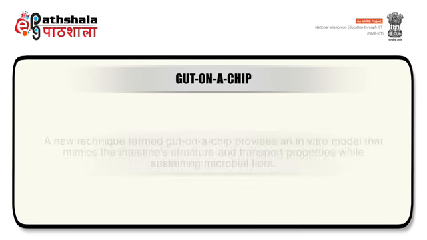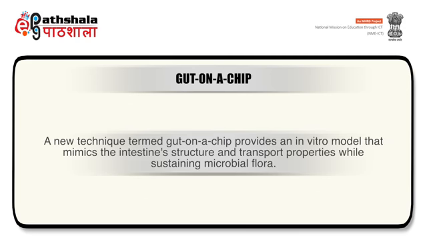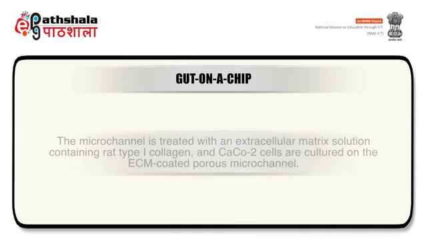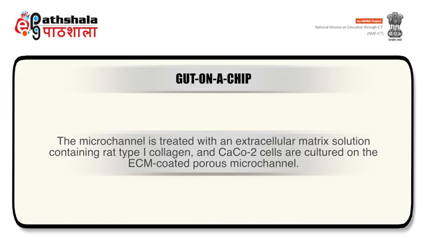In this method, a new technique termed gut on a chip provides an in vitro model that mimics the intestine structure and transport properties while sustaining microbial flora. The microdevice is fabricated with upper and lower microchannels using PDMS with a 30 micrometer thick porous membrane separating them. The microchannel is treated with an extracellular matrix solution containing rat tail type 1 collagen, and Caco-2 cells are cultured on the ECM coated porous microchannel.